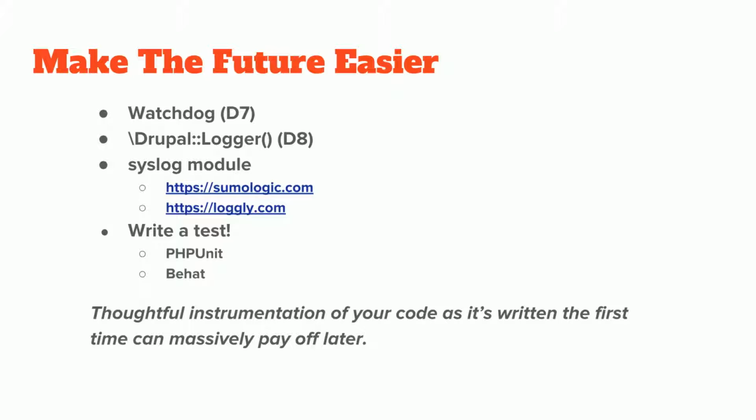So hopefully at this point you fix the problem. Now it's time to make the future a little bit easier for yourself. A lot of times this can be as simple as writing a watchdog or a logger message when a certain set of circumstances occurs. You can use the syslog module to dump those instead of into the database. You can dump them out to disk, which can pass them onto a service like Sumo Logic or Loggly, which lets you aggregate your log files, search across them, do lots of really cool stuff.